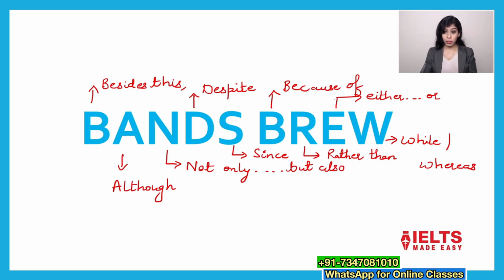R, rather than doing this, instead of this, do this. So again for some contradiction. Either or, either you do this or do that. That is like some kind of choice. And W is for while and whereas, which is again used as a contrasting connector.